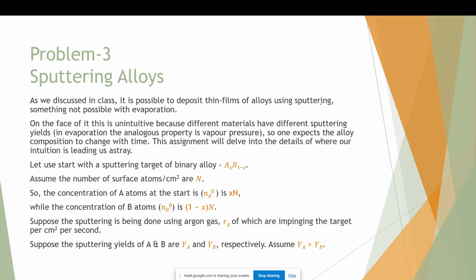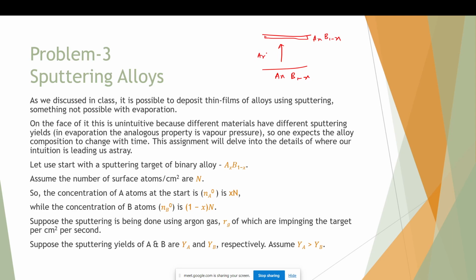But then how is sputtering able to achieve the composition that we desire? On the face of it this is unintuitive because different materials have different sputtering yields. If I am using argon plasma for sputtering, one argon atom might easily knock off some A atom, but might not that easily knock off the B atom. So if my target composition is A_x B_(1-x), how do I make sure that the deposited film also has the same composition?